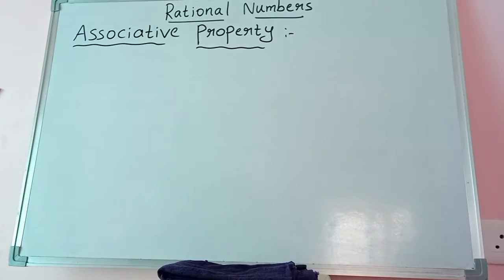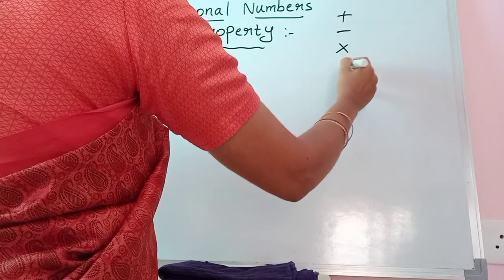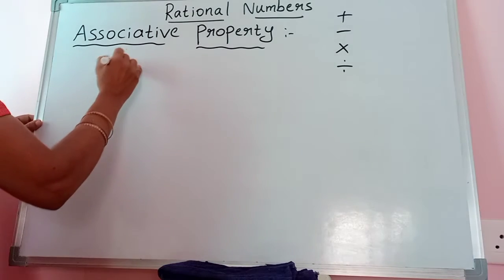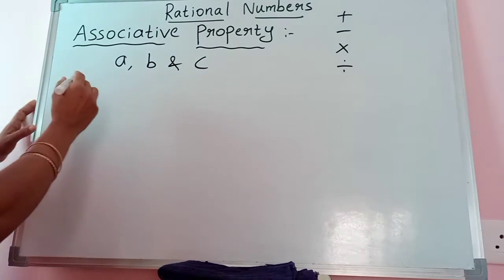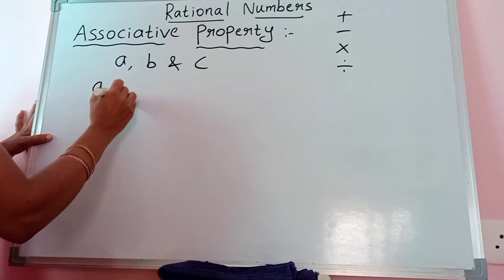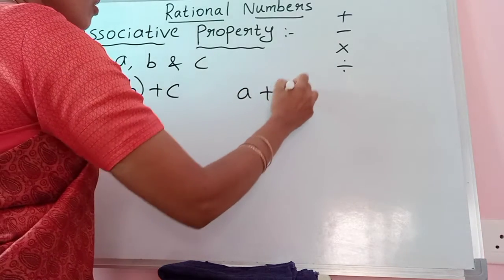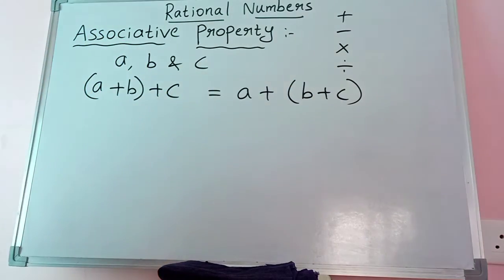The associative property we will also check under all four fundamental operations, that is addition, subtraction, multiplication and division. First we see the general form of the associative property under addition. If a, b and c are any three rational numbers, then (a + b) + c and a + (b + c) are both equal. That is, we can add three rational numbers in any order.